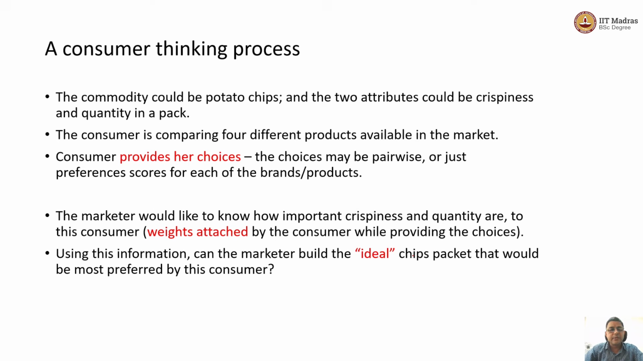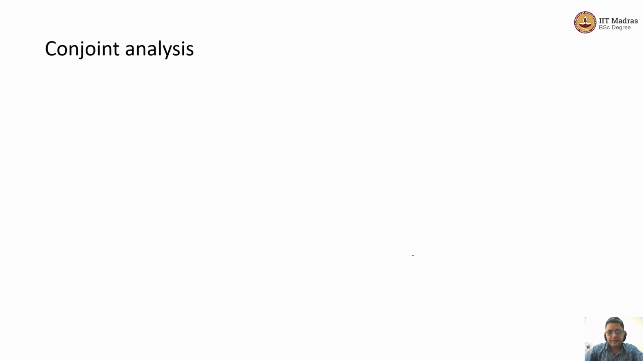Essentially answering the second question on the previous slide, the market researcher would like to build the ideal chips packet, right? The ideal chips packet that would be preferred by this consumer. She has given you choices, and based on these choices, can you build a model and construct this ideal chips packet, so to say? That's what we wish to do. And how do we wish to do this? We wish to do this using a process called conjoint analysis.